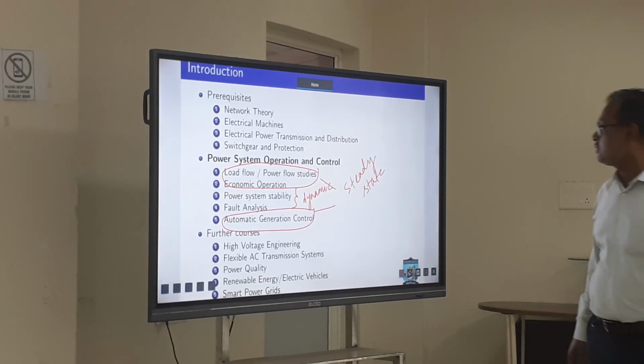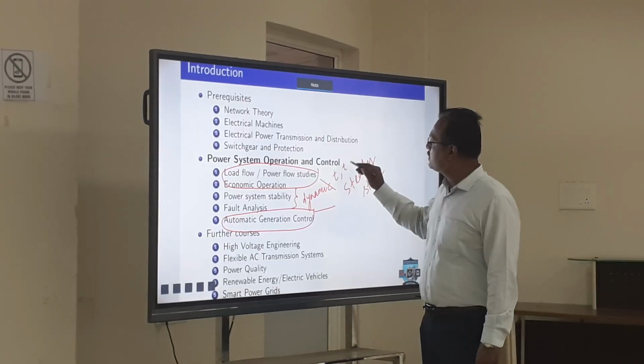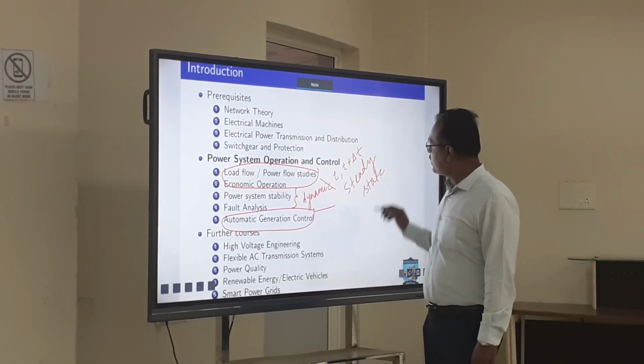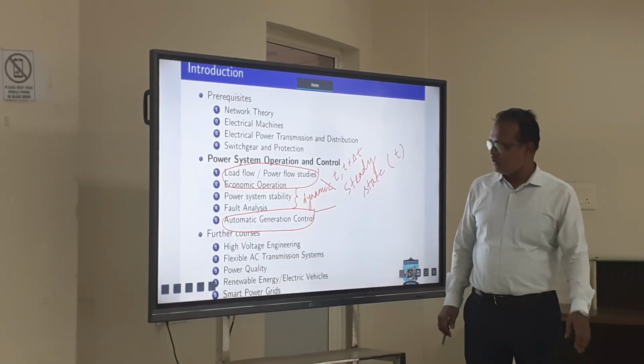So that is known as the dynamic problem. Here we are concerned about t plus delta t and so on, whereas in the case of steady state, it is only a single time snapshot of the system.